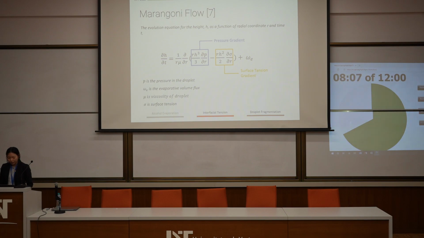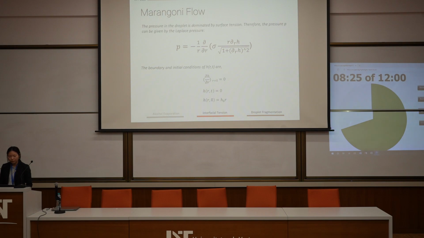The evolution equation for the height as a function of radial coordinate r and time t can also be derived, in which we consider the pressure gradient, the surface tension gradient, and the alcohol volume evaporation flux. Considering these parameters, we can calculate the change of height over time. The pressure in the droplet is dominated by surface tension. Therefore, the pressure can be given by the Laplace pressure.